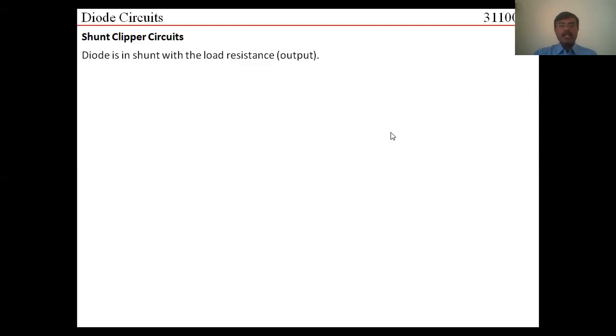So what are the shunt clippers? In series clippers, we had seen that the diode was present in series to the load resistance. In the shunt clipper, the diode would be present in shunt to the load resistance. That is, the output would be taken across the diode. So the portion of the circuit where the output is taken, diode would actually be the part of this.